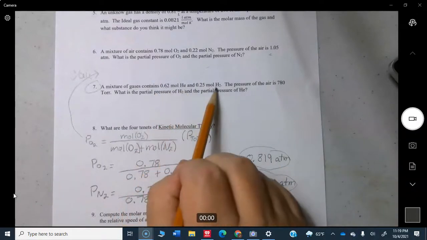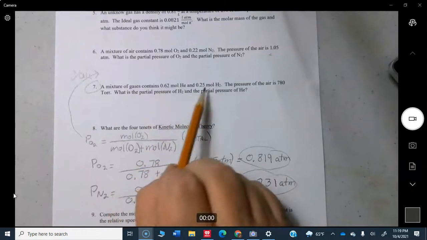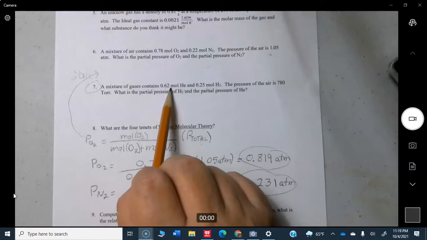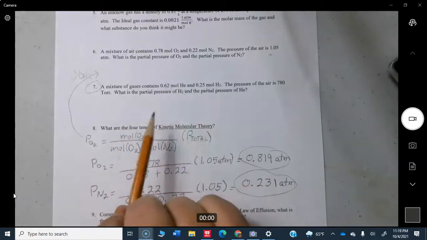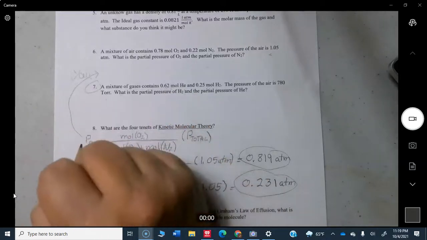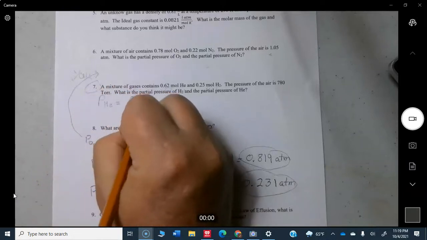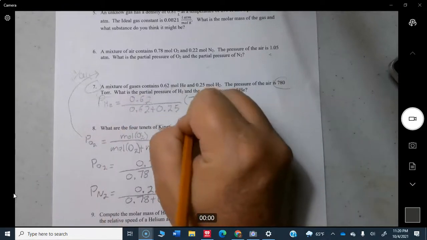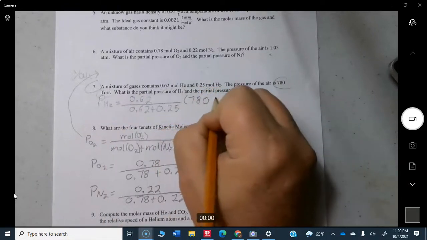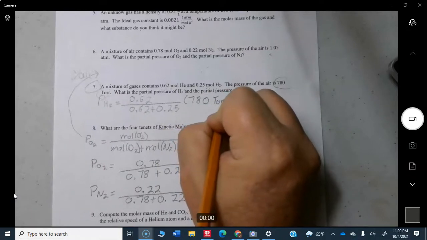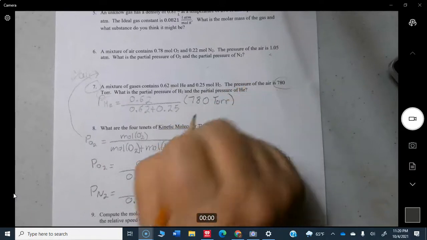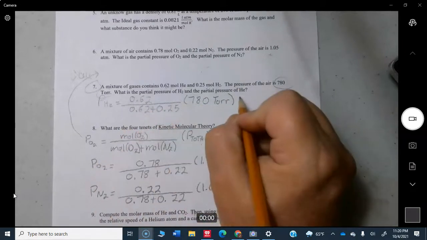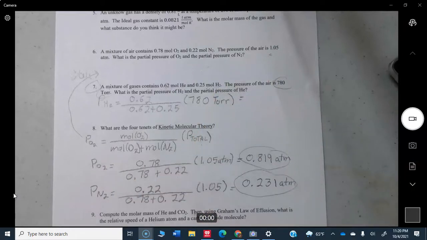You've got helium, you've got hydrogen molecules. Now these two don't add up to 1, but for helium, you simply say it's 0.62 over 0.62 plus 0.25. I'll set that one up for you and then leave it for you to do. And here it's measured in torr. That's fine. You don't have to convert that to atmospheres. Just give your answer in torr. That's a legitimate unit of pressure. You can't use it in the ideal gas law because the ideal gas law requires atmospheres. So do the math on that one. You'll get your answer. Same thing with H2.